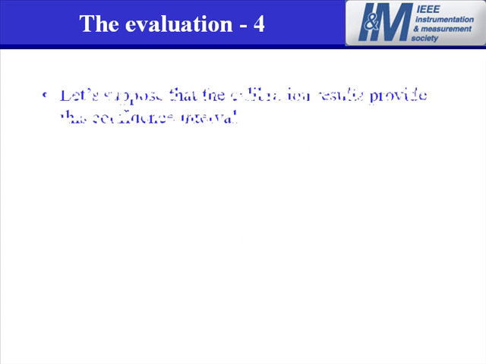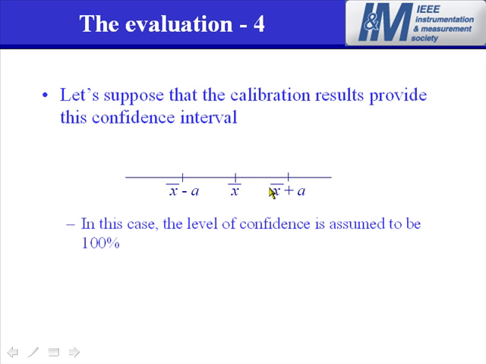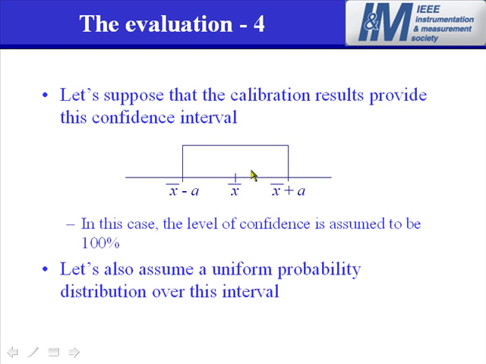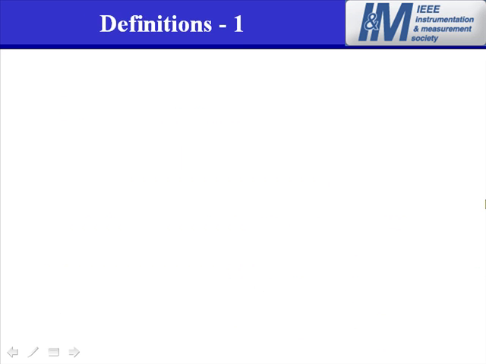Let's see an example. Let's suppose that the calibration results provide the confidence interval shown in this slide. Here it is. In this case, we usually assign a 100% level of confidence to the interval. Let's now assume a uniform probability distribution over this interval. According to statistics, the resulting standard deviation is A, the half amplitude of the interval, divided by the square root of 3.